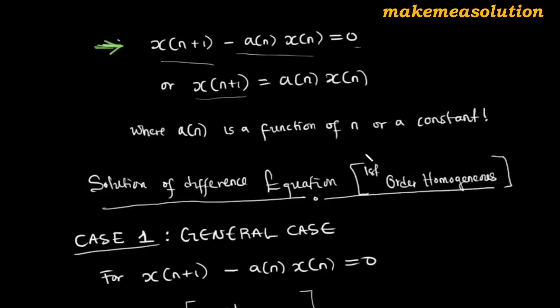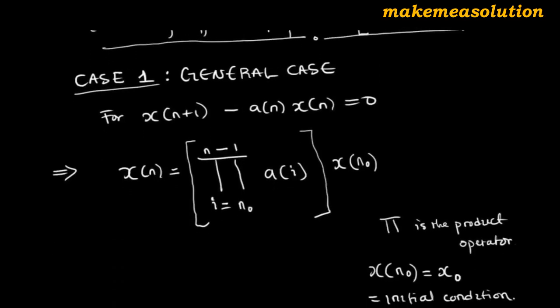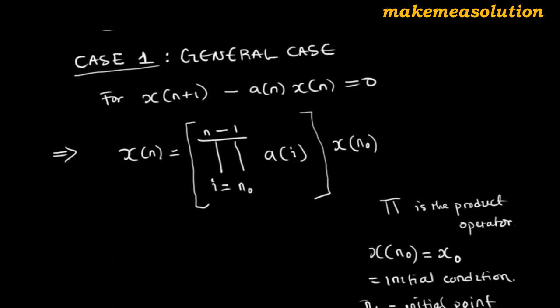Okay, so if you're given a homogeneous difference equation in this form and you want to find the solution, this is how you're going to get it. So this is the general case. Now, to attack any homogeneous difference equation of this form, the solution x of n is given by the product from i equals n naught to n minus 1 of a of i, then times x of n naught.